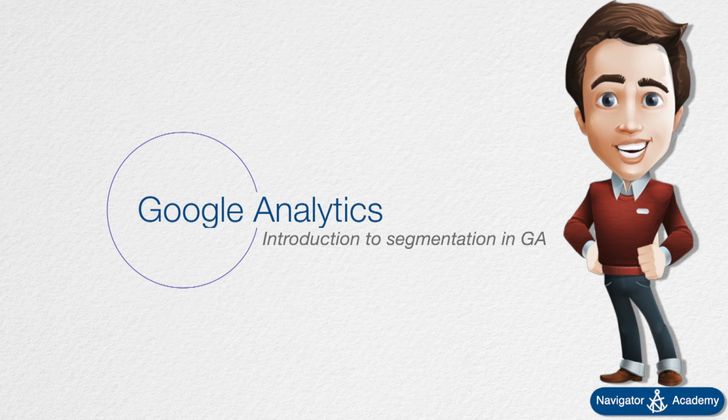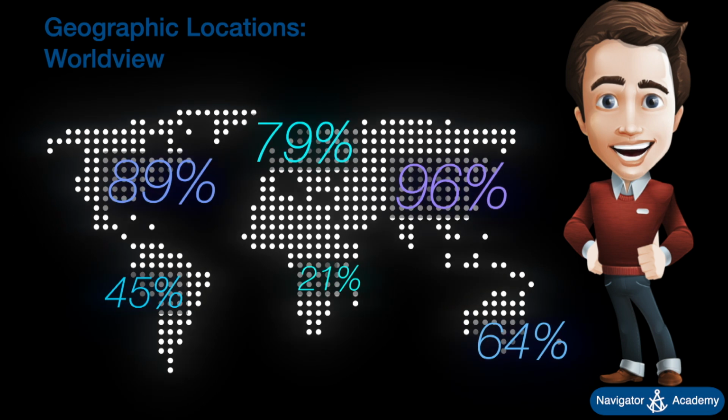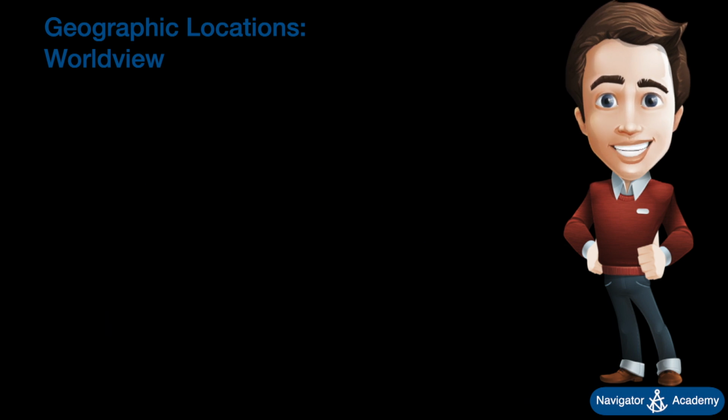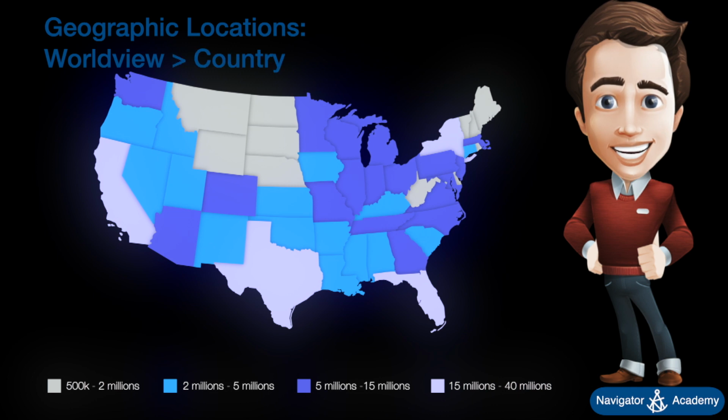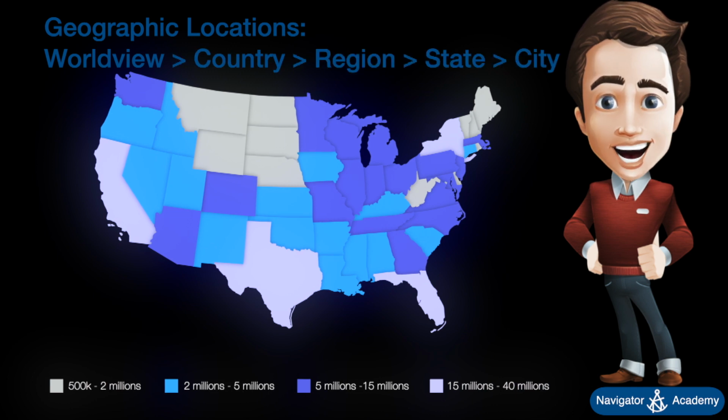One of the most common differentiators that comes to mind when we think of the different groups of visitors to our site is where they're from geographically. There are plenty of ways for us to break down how different users from different parts of the world interact with our site. Google Analytics allows you to view audience data as a whole at the world view, as we see here, or we can drill down into each country, go into each region or state, and go down as far as into the city itself.